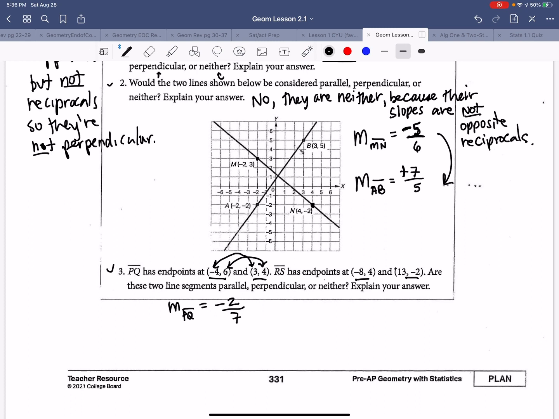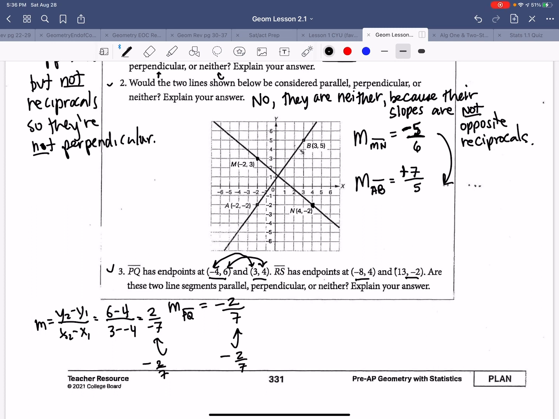So you may have seen this formula before. The slope is the change in the y over the change in the x. So you could do this algebraically as well. We could have done the y values, 6 minus 4, and the x values, 3 minus a negative 4. So this is the same thing. The negative actually goes outside the fraction. It's not really on the top or the bottom.